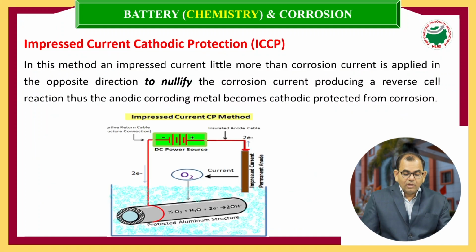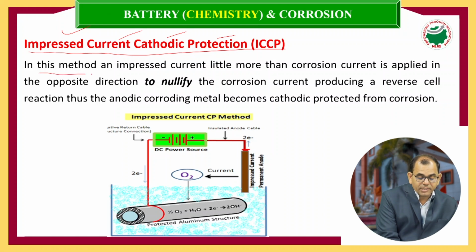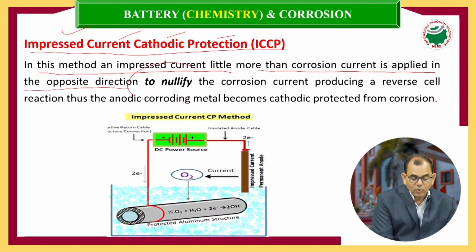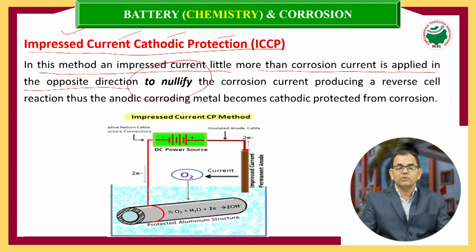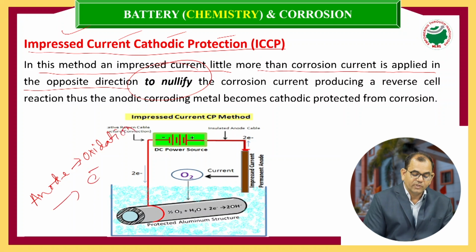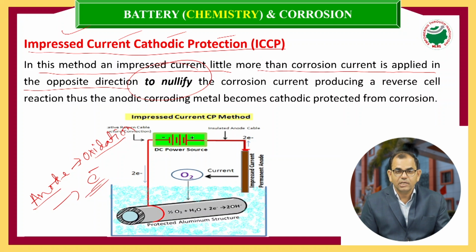Okay. Now, the last one is ICCP. ICCP is nothing but impressed current cathodic protection. What is it? In this method, an impressed current, a little more than the corrosion current, is applied in the opposite direction to nullify it. Very simple to understand. How are you nullifying? At the anode, oxidation takes place. Oxidation is loss of electrons. Whatever electrons are released there will reach the cathode part for the final corrosion generation.